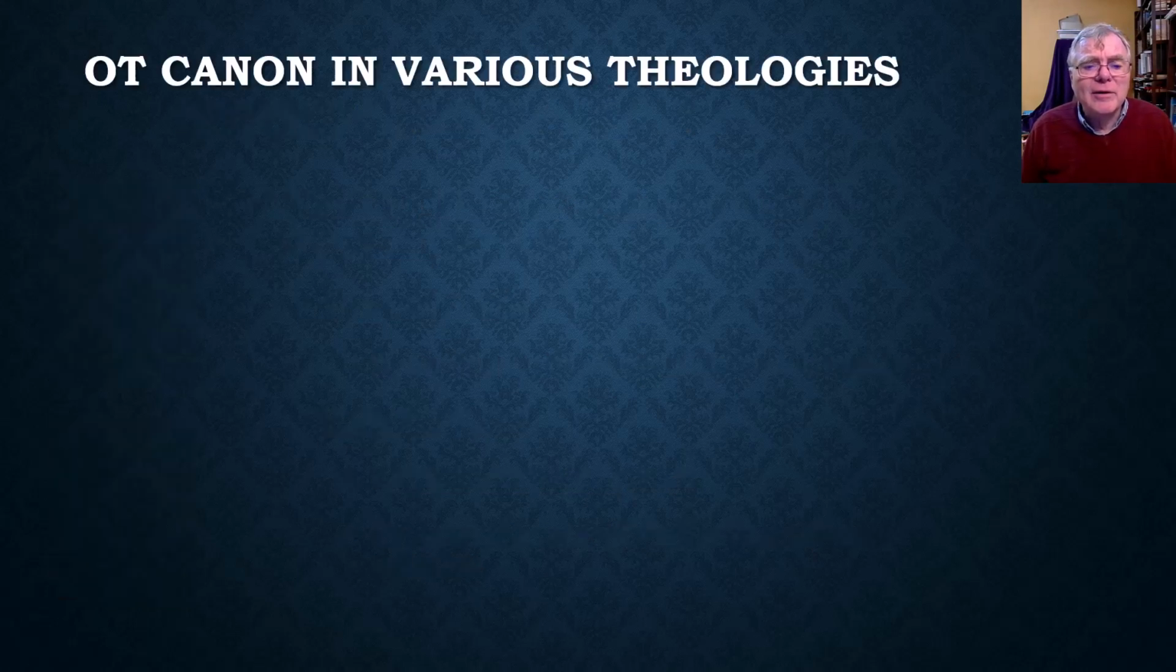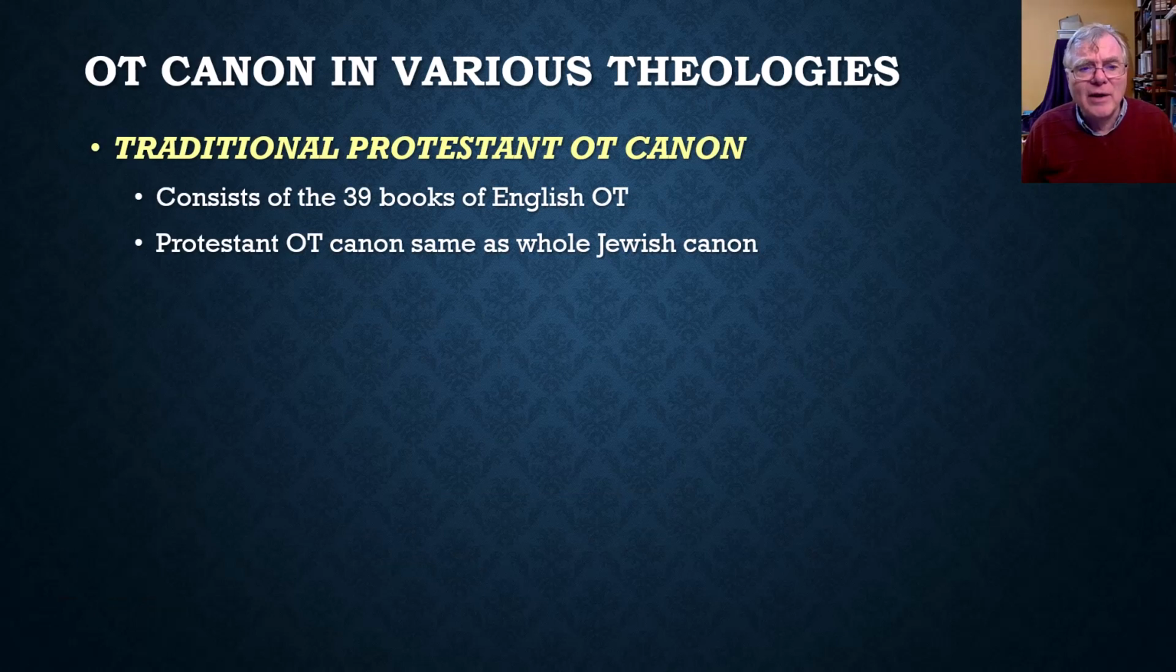Now, there are different views of Old Testament canon in different theological traditions. In the traditional Protestant view, the canon consists of the 39 books of the English Old Testament. And the Protestant Old Testament canon, as it turns out, is identical with the entire Jewish canon. All the books that traditional Judaism accepted as scripture, the traditional Protestant holds to be the Old Testament part of scripture.